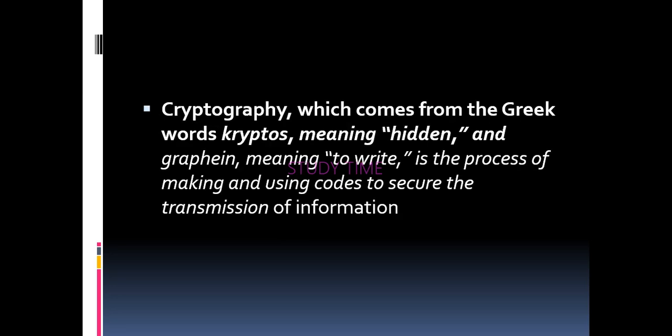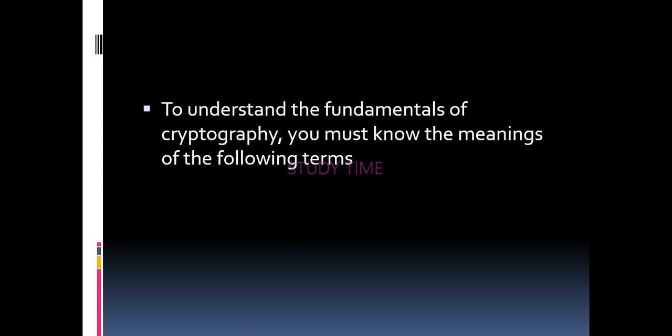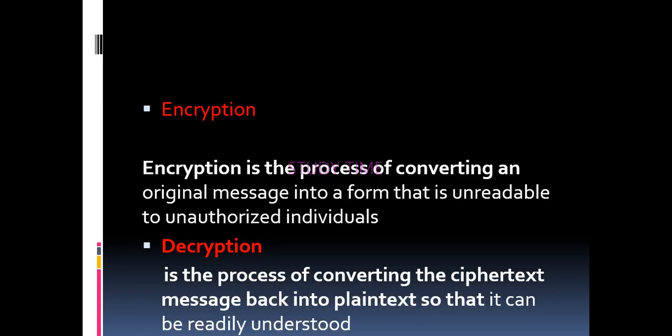Cryptography, which comes from the Greek words kryptos, meaning hidden, and graphein, meaning to write, is the process of making and using codes to secure the transmission of information. To understand the fundamentals of cryptography, you must know the meanings of the following terms. Encryption. Encryption is the process of converting an original message into a form that is unreadable to unauthorized individuals.